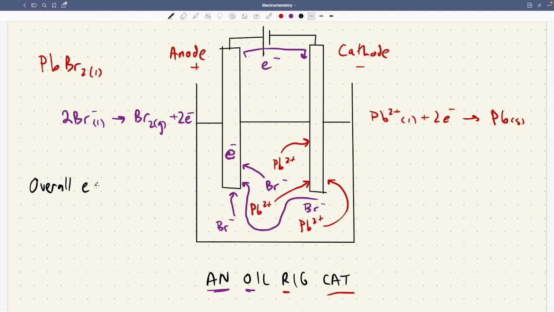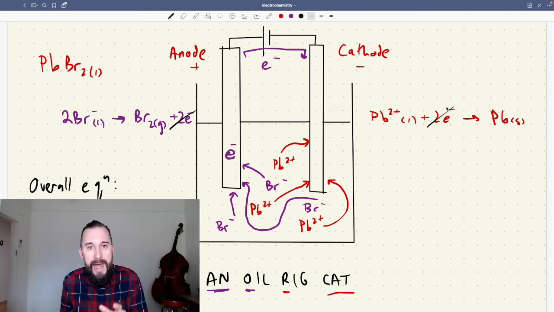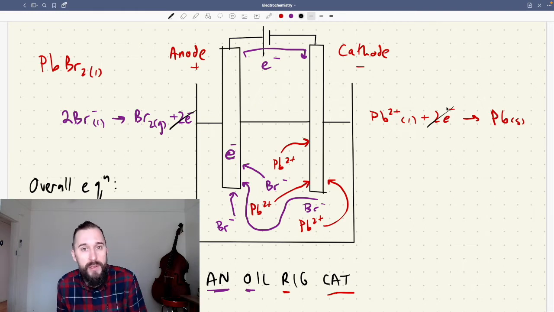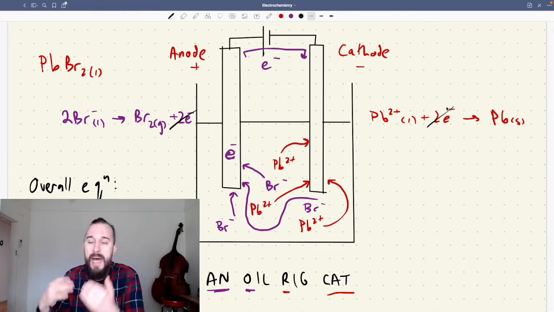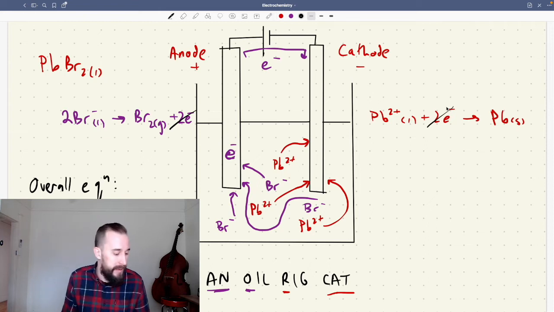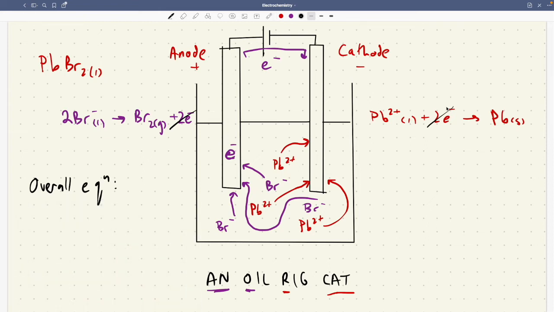Overall redox equation is going to look like this. We have 2 electrons being lost at the anode. We have 2 electrons being gained at the cathode. So this is already balanced in terms of electrons being lost and electrons being gained. Recall that the electrons being lost need to equal the electrons being gained. So if it was uneven, then we would have to multiply and make sure they were even. But in this instance, we can just put them all together.